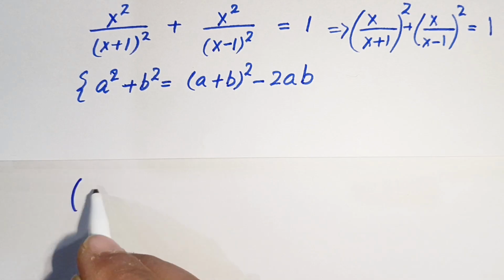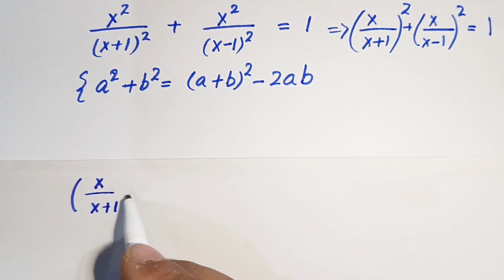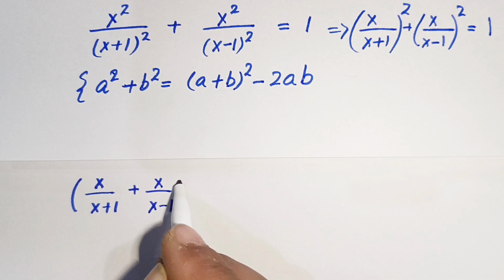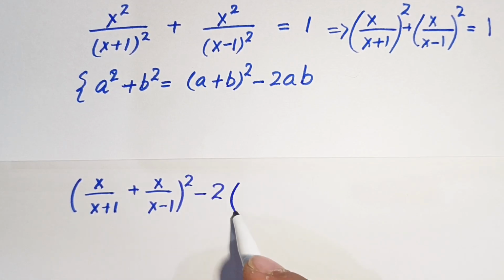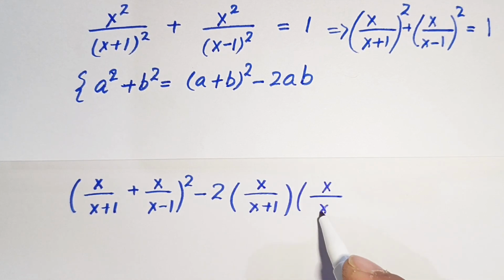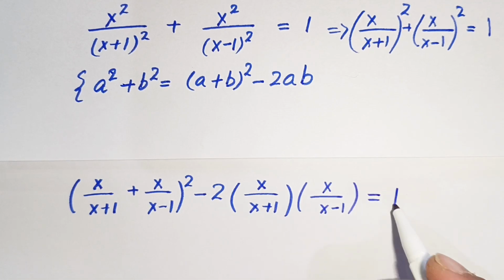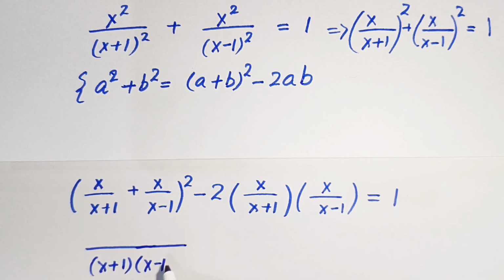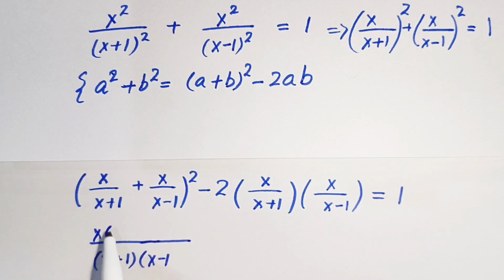So we write a, that is x over (x + 1), plus b, which is x over (x − 1), whole squared, minus 2 times a, which is x over (x + 1), times b, which is x over (x − 1), which is equal to 1. Now we multiply this. If we take the LCM, which is (x + 1) times (x − 1), then x times (x + 1) is cancelled with this one, and we get x times (x − 1) plus x times (x + 1).